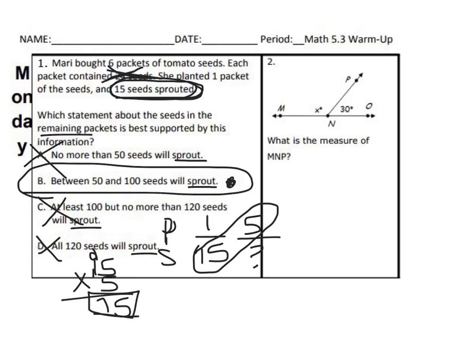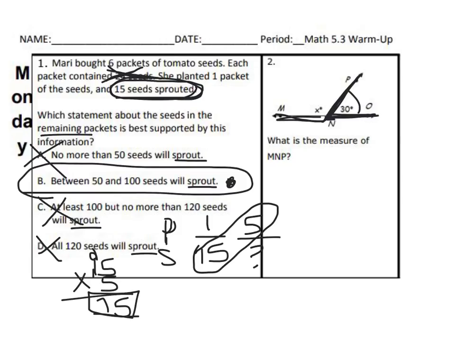Now, number 2 is giving you an angle. And actually, it's 2 angles that share a side. Those are called adjacent angles. They're also called supplementary angles. Now, the reason they're called supplementary angles is because these are 2 angles that make a straight angle.